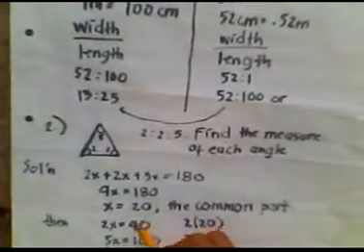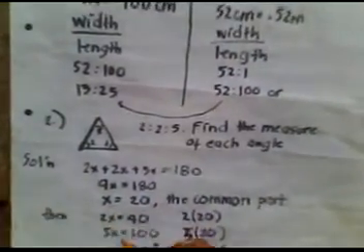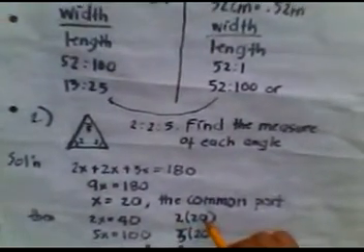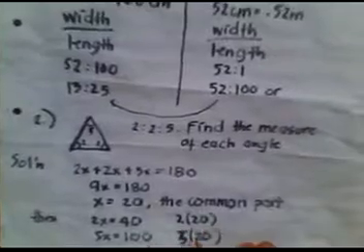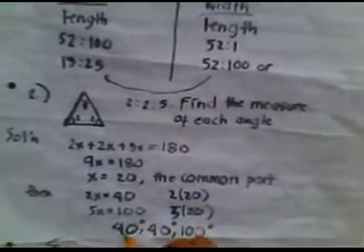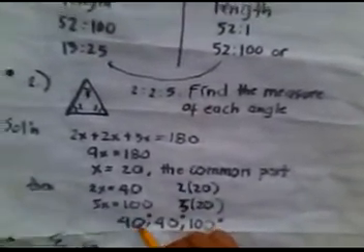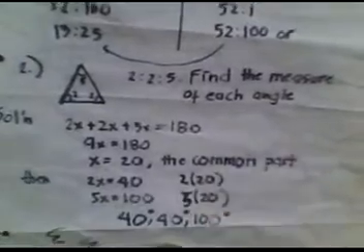So we need to substitute the value of x to 2x and 5x. So 2 multiplied by 20 is equal to 40. Then 5 multiplied by 20 is equal to 100. Therefore, the measure of each angle are 40 degrees, 40 degrees, and 100 degrees.